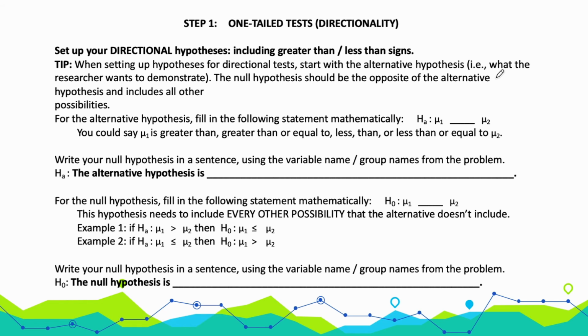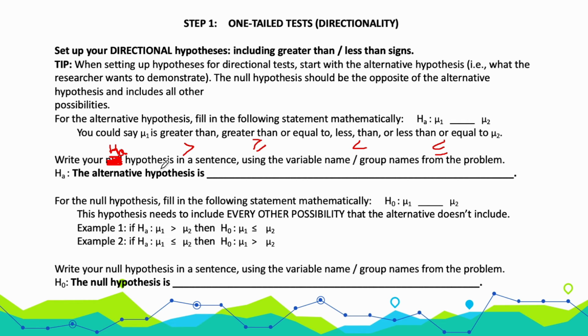The null hypothesis should be the opposite of the alternative hypothesis, and it should include all other possibilities. For the alternative hypothesis, fill in the following statement mathematically. Your alternative hypothesis is such that your population mean of group 1 has to be something compared to the population mean of group 2. It could be greater than, less than, greater than or equal to, or less than or equal to in this spot. You would put any of these signs into this space.